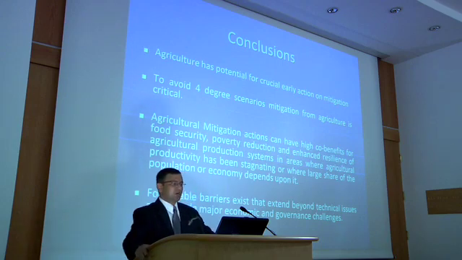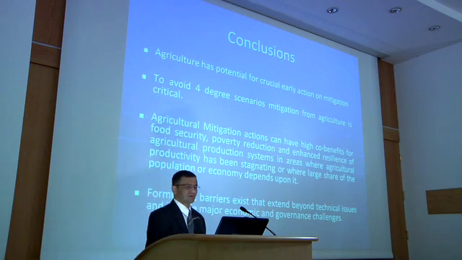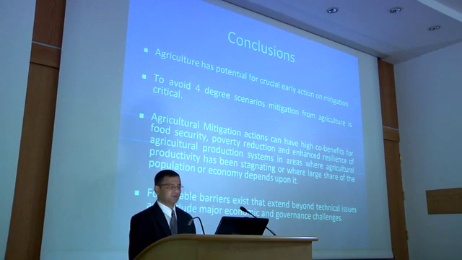And in conclusion, agriculture has potential for crucial early action on mitigation. There is still an opportunity out there. So this is the time to act. To avoid a 4 degrees scenario, mitigation from agriculture is critical. Agricultural mitigation is important because it has high co-benefits for food security, poverty reduction, and enhanced resilience of the agricultural production system, especially in the areas where agricultural productivity has been stagnating or where a large share of the population or the economy depends upon it.